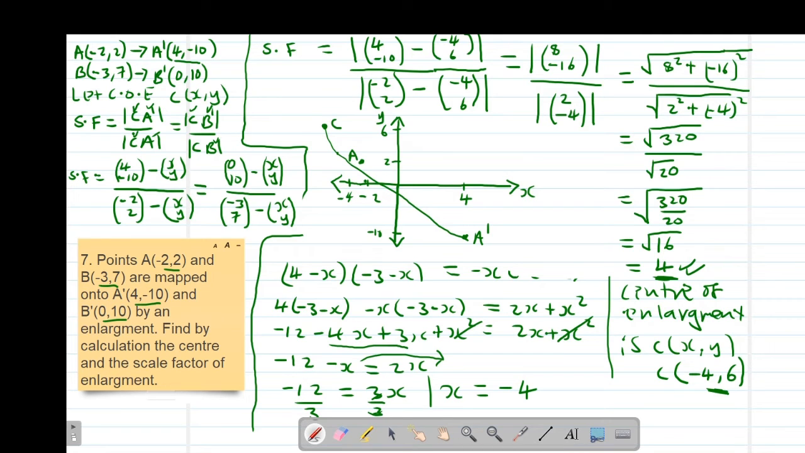Then we look at our second example, which reads that under an enlargement, the image of the points A and B are A prime and B prime. Find by calculation the center and the scale factor of enlargement. So we are going to use the same procedure.